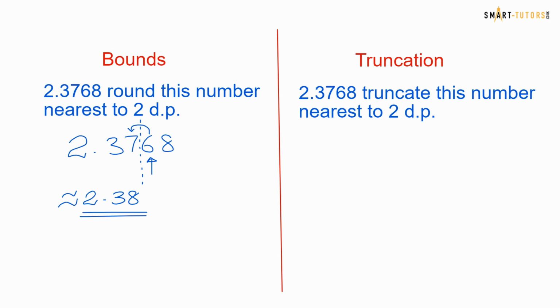But when it comes to truncation, no matter if it's more than 5 or equal to 5, truncation means you need to cut it. So 2.3768, you need to cut after the 2 decimal place. So the answer for the truncation here is 2.37. Whether it's 5, more than 5, or less than 5, it doesn't matter. Just cut at the 2 decimal place. That is the answer, 2.37. Let's look at the questions.